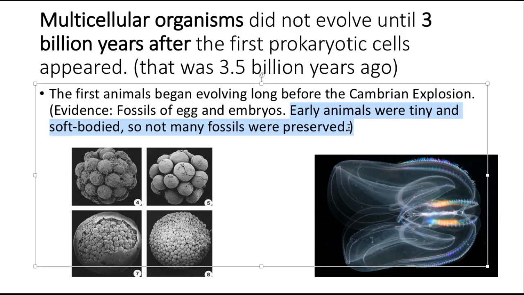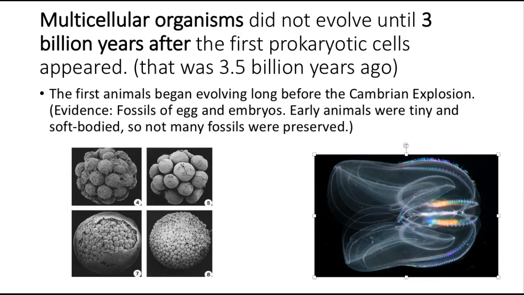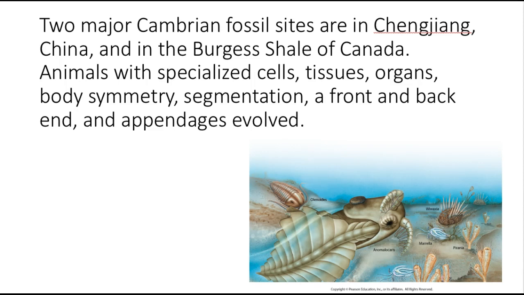Here's why it's hard to find some of the earliest types of animal fossils: the earlier types of animals were tiny and soft-bodied, so they don't really form fossils because there's no exoskeleton. If you have a jellyfish, most of that jellyfish is going to be gone by the time fossils can form. So that's a difficulty for us to really track the history of animals. The two major Cambrian fossil sites, just for your knowledge, are one in China and one in Canada. It just so happened that those areas had a lot of fossils of those very ancient organisms.